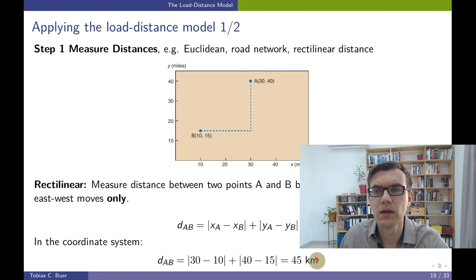It should be miles, not kilometers. So this is the way you measure the distance, and if you have the coordinates of the points, you can quite straightforwardly calculate the distance.